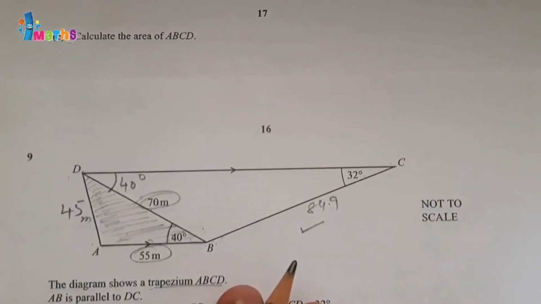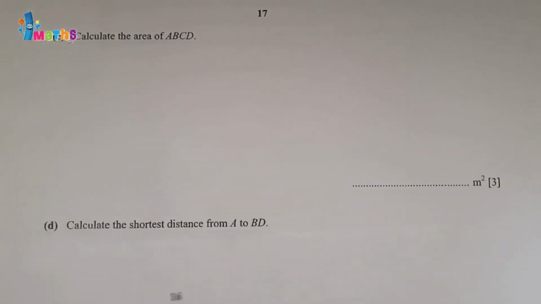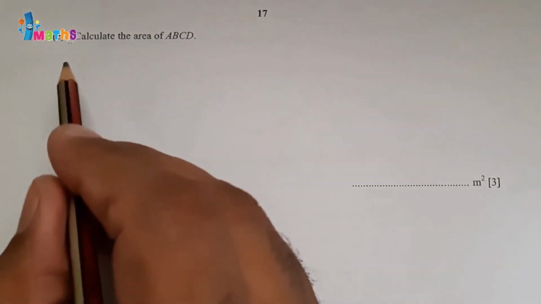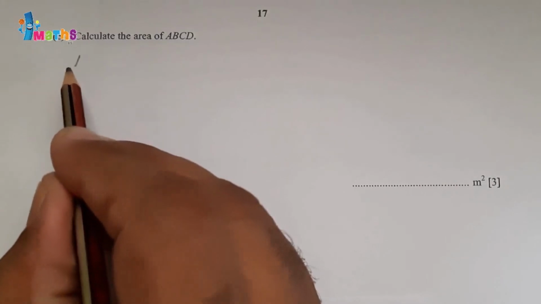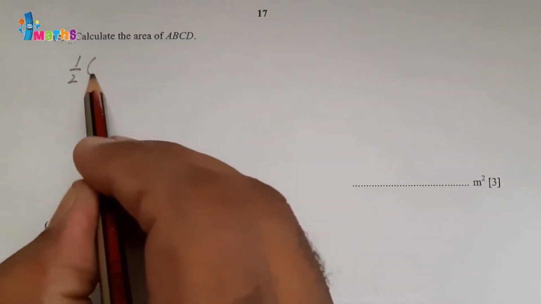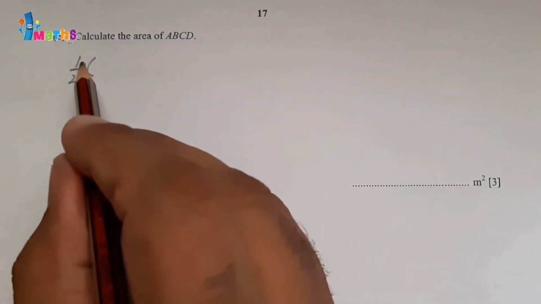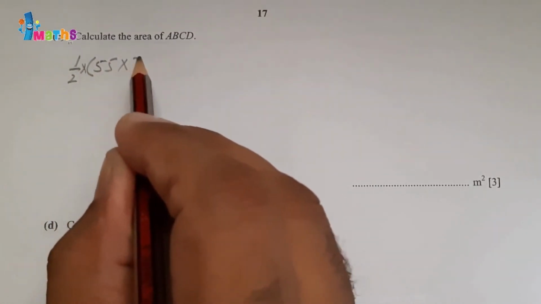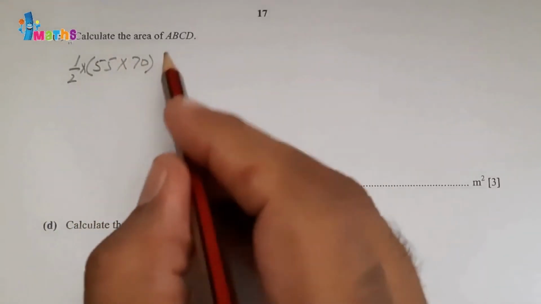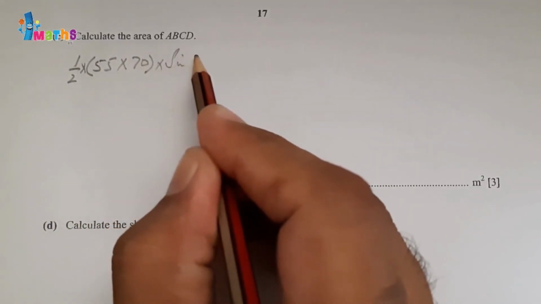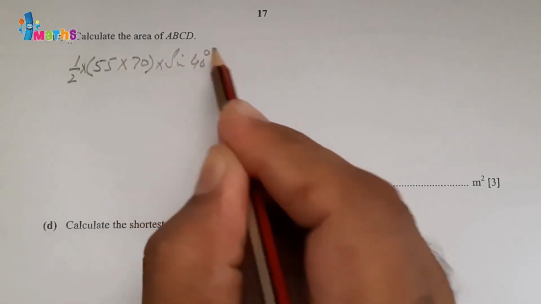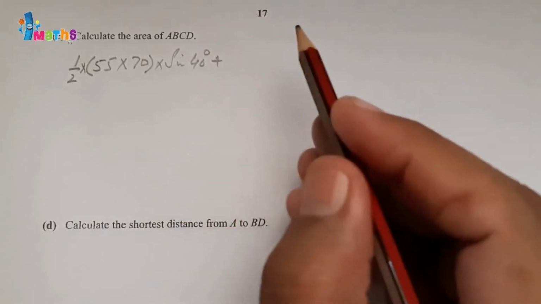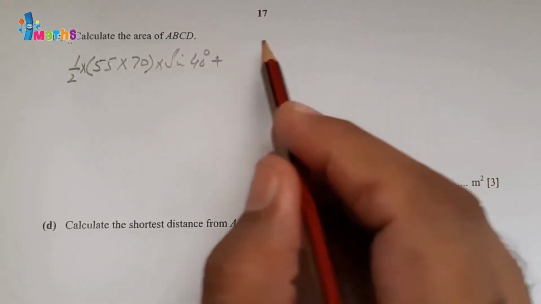So I will keep triangle over here. So I will write down for the shaded triangle. So it will be 1 by 2 and multiply by 55, which is one side, and the other side is 70, and multiply by sine included angle is 40, so sine 40 plus area of the other triangle, which is DBC.